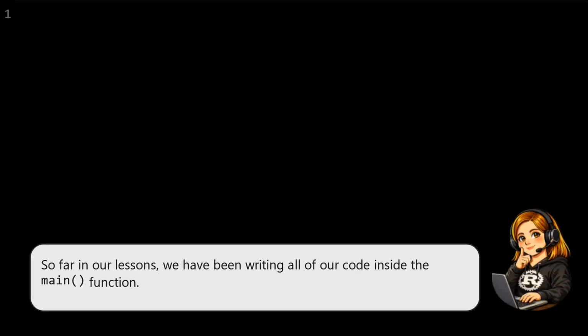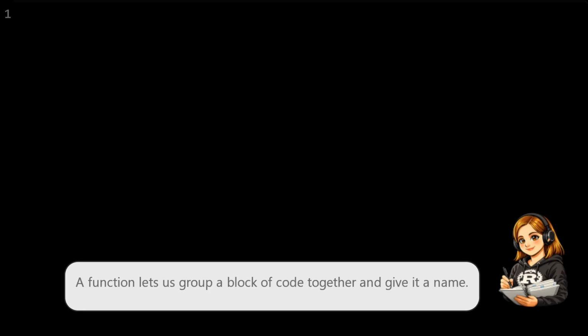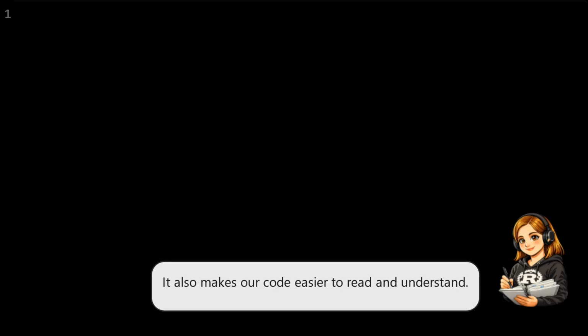So far in our lessons, we have been writing all of our code inside the main function. But as programs grow, putting everything inside main can become messy and hard to manage. A function lets us group a block of code together and give it a name. This helps us avoid repeating the same code many times. It also makes our code easier to read and understand.